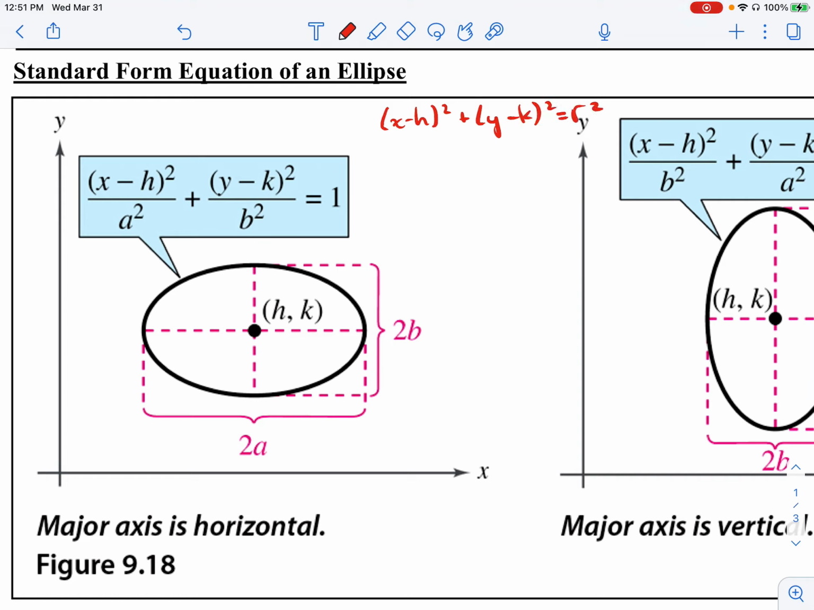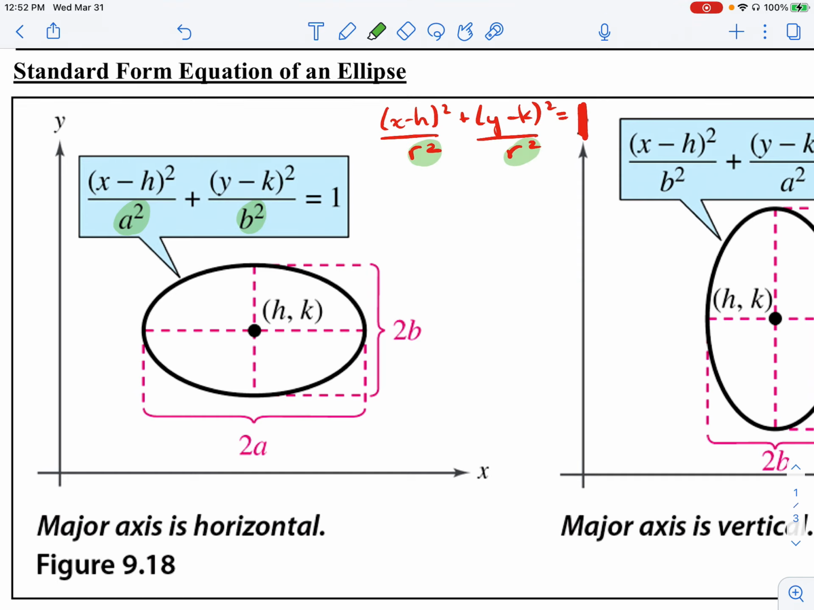Well, what's the big difference? First off, we know that the right side is equal to 1. So if I wanted that to look like the other, I would just divide everything here by r squared, and that's going to give me 1. Now compare the two. Well, now they look almost identical. The only difference now is that here we have a squared and b squared versus r squared and r squared.